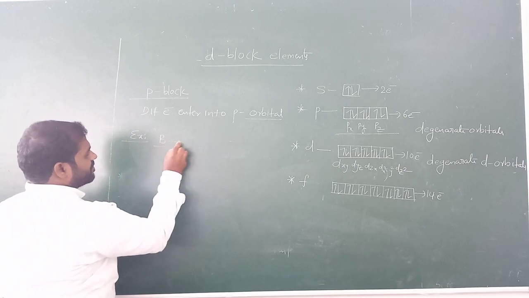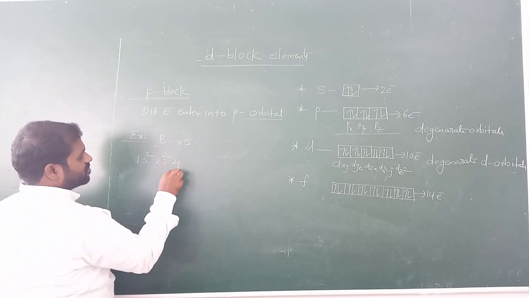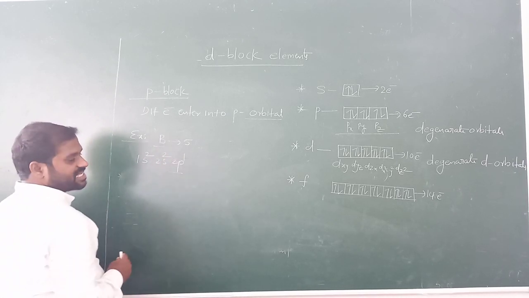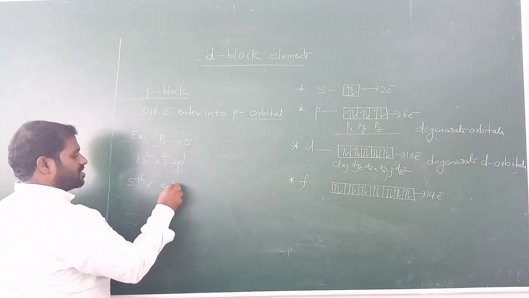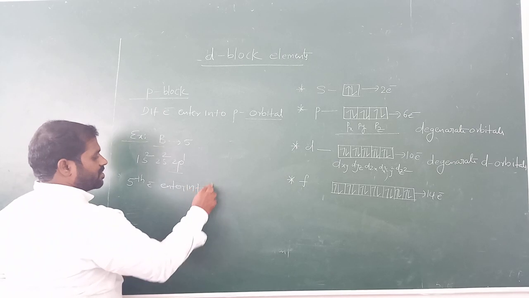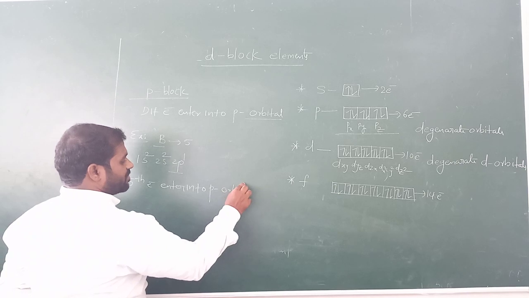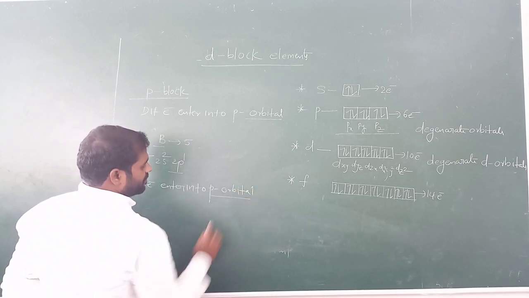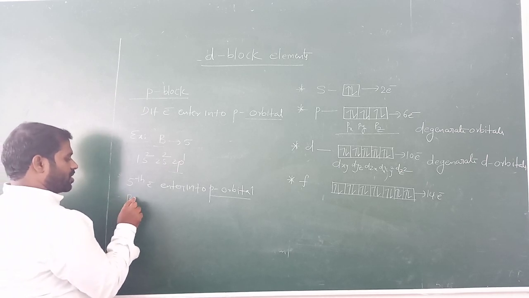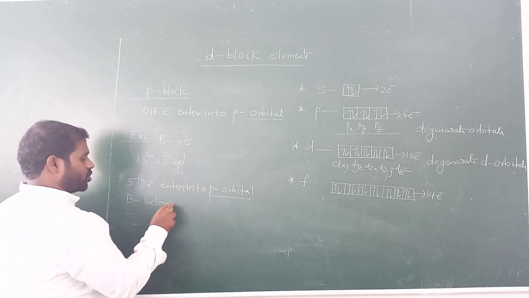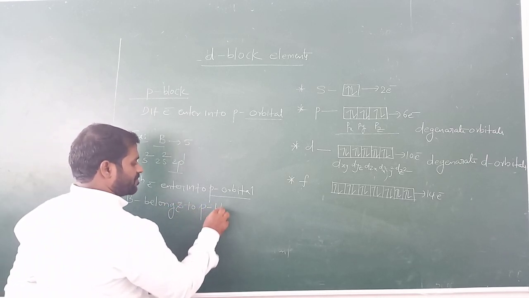Boron, what is the atomic number? 5. Right, electronic configuration 1s2, 2s2, 2p1. So the last electron, that is the 5th electron, enters into the P atomic orbital. P orbital, the suborbital we call P orbital. Am I right? So boron belongs to which group element? Boron belongs to P block element.